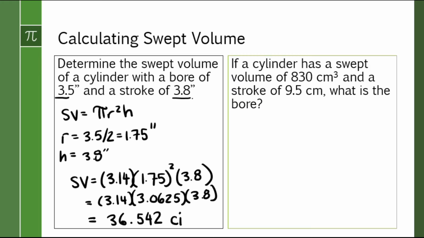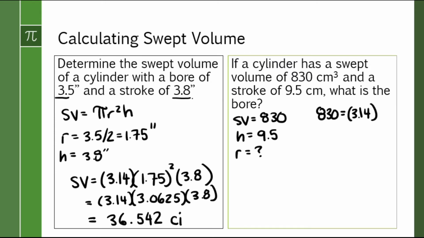Let's look at another example. This time we're given the swept volume. So a little different. And we're given the stroke, which is like the height. And we want to find the bore. So we need to find the radius before we can get to the bore. So here we go. We're going to set it up, and I'm just going to fill in the formula with the stuff I know. So I know the swept volume, and I don't know the radius, and I know the height. I'm going to put a period in there so you can see it.